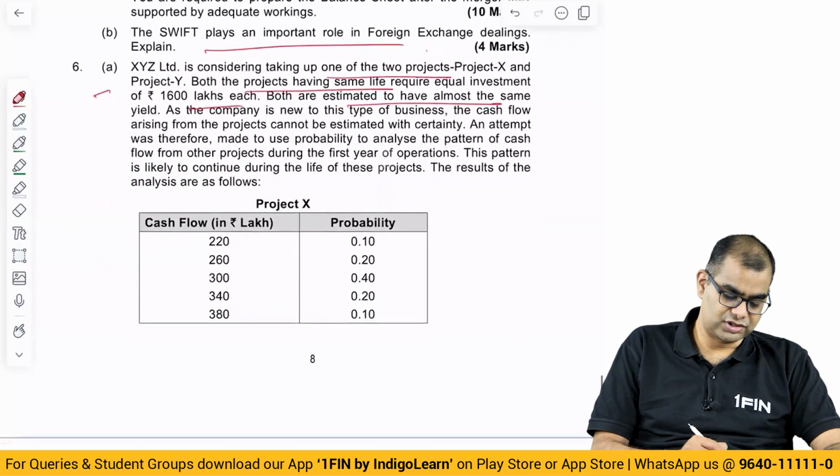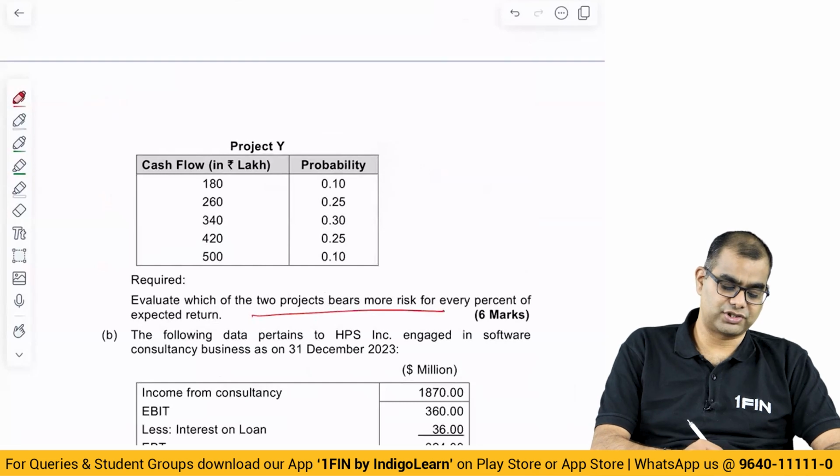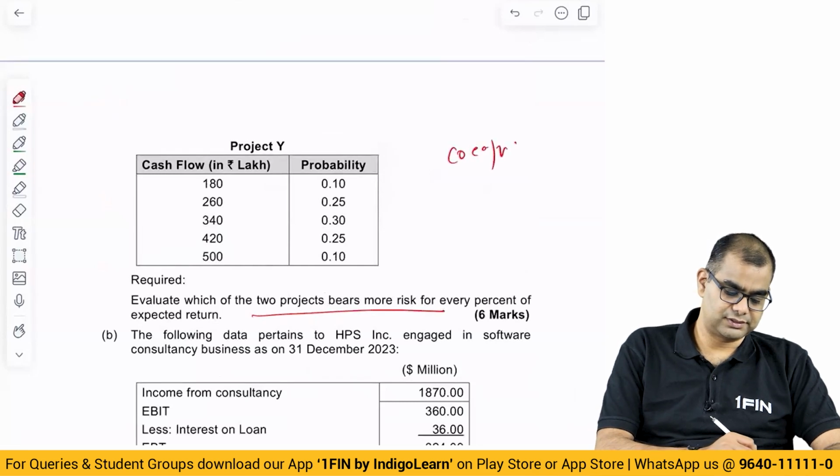The results of cash flows are as follows. Which of the 2 projects has more risk for every person? This is coefficient of variation. This is advanced capital budgeting decisions, illustration 10.